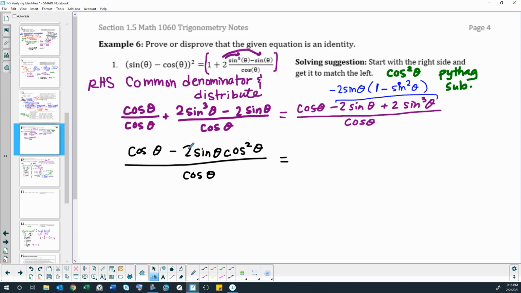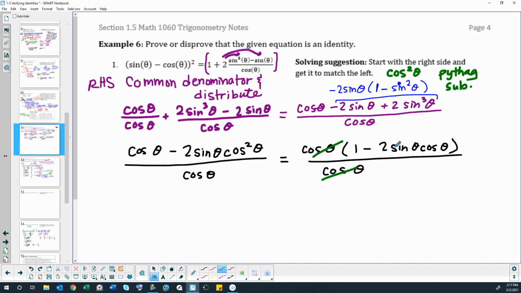Okay, so now everything has a cosine in it, but let's factor it out first so we don't forget to reduce it both places. So I'm going to factor out my cosine here, so that leaves me with 1, and factor out one of these cosines. So we're left with 2 sine theta cosine theta over cosine theta. And then those cancel. And we have this pretty little thing. I don't know if that helps us. Let's see where we should go from here.